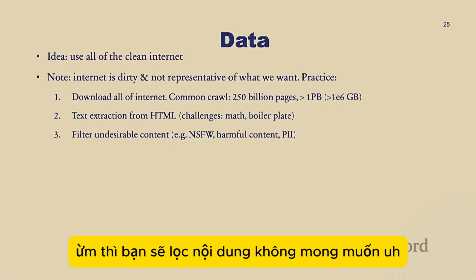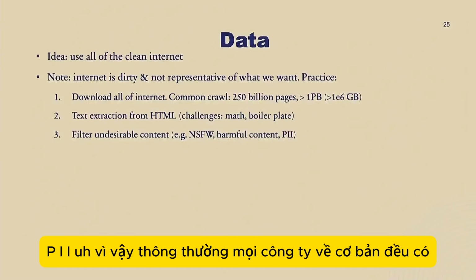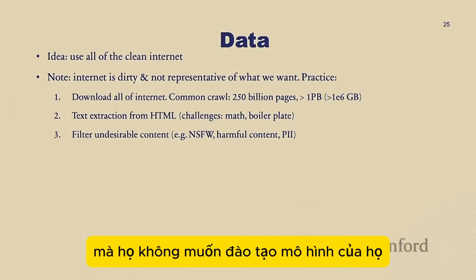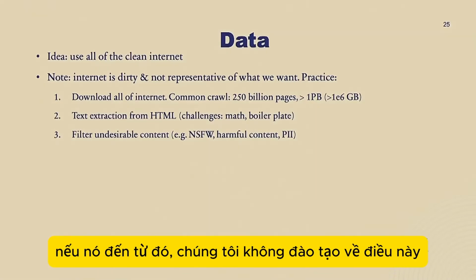Then you will filter undesirable content. So not safe for work, harmful content, PII. Usually every company has basically a blacklist of websites that they don't want to train their models on. That blacklist is very long. And you basically say, if it comes from there, we don't train on this.